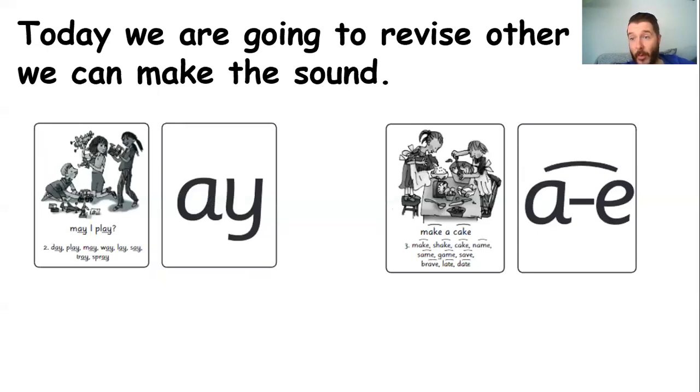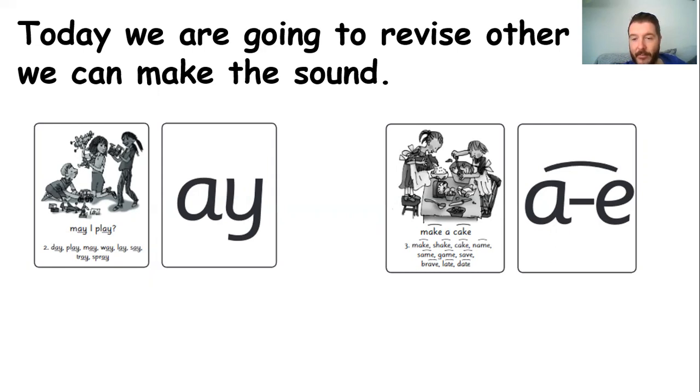Now today, we're going to be revising other ways we can make the A sound, because we know two other ways already. One of them we've known for a long time, and one of them we've learned quite recently. So we've got the first one, may I play? And that A is the A-Y. May I play? A. And the other one we know is make a cake.